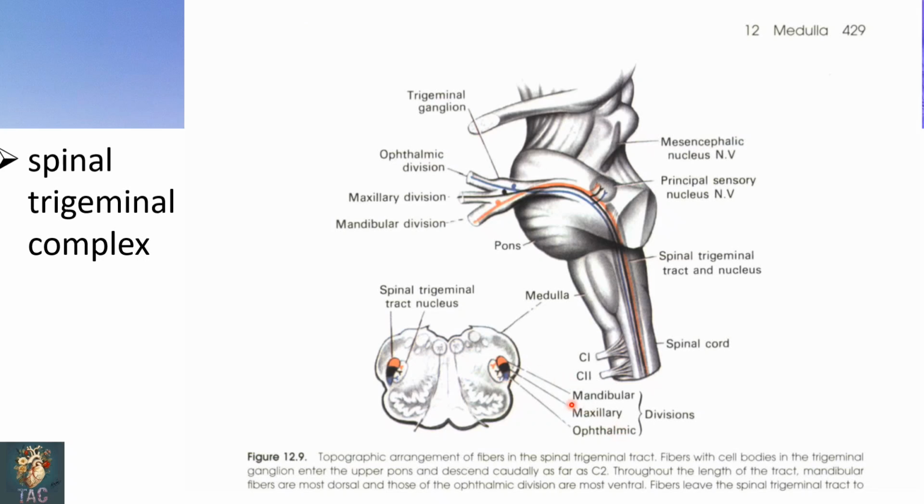The fibers of the mandibular division, which are present in the spinal nucleus of the trigeminal nerve, are most posterior. Fibers of the ophthalmic division are most anterior, and fibers from the maxillary division are intermediate between these two. So this is the spinal trigeminal tract, which enters at the mid-pontine levels, and then the fibers relay in the nuclei.